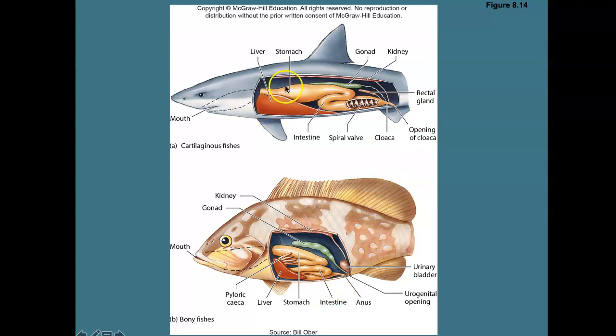We're going to talk more about this in lab, where they have these really large livers that you're going to see, the really large oily livers. And then we'll talk about this cool spiral valve that you'll see inside the intestines in some of your cartilaginous fish to increase the surface area for absorption.